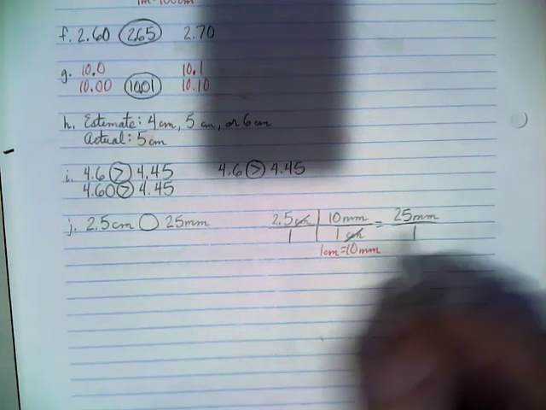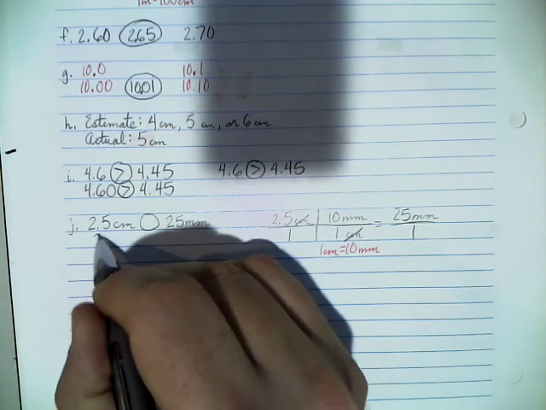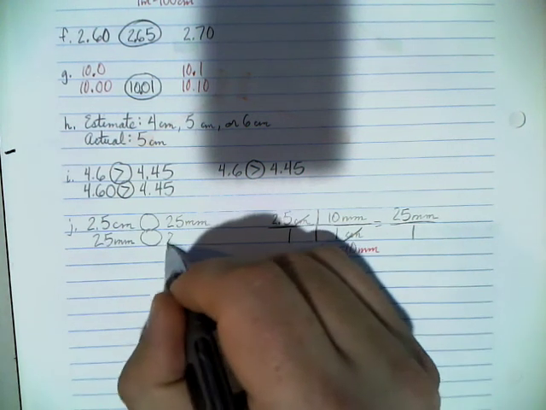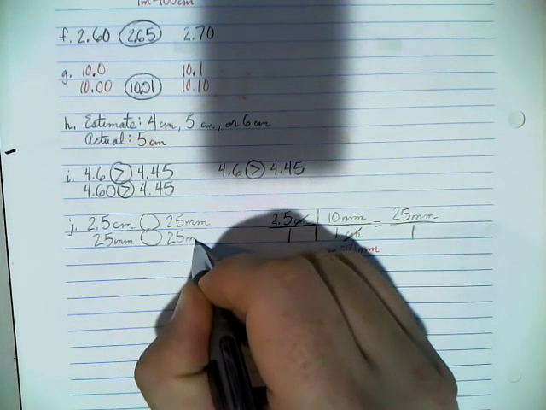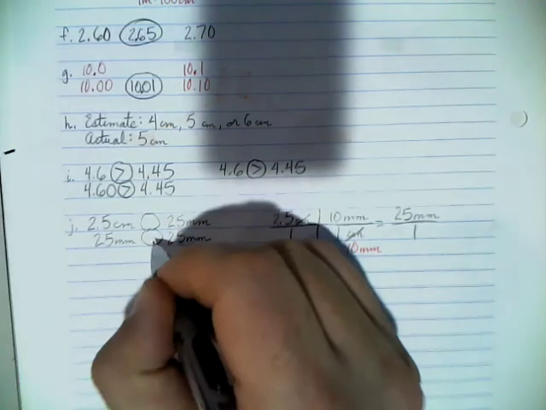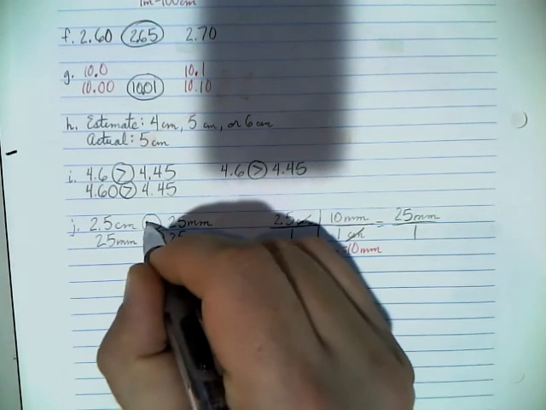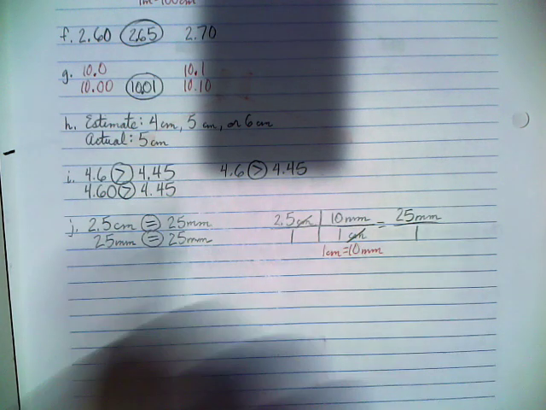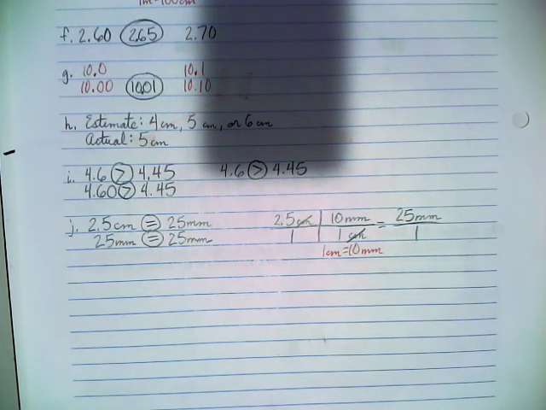I'm going to take this though, and 2.5 centimeters we just found out was 25 millimeters, so I'm going to replace that there. We're comparing that to 25 millimeters. So how does 25 millimeters compare to 25 millimeters? Well, they're equal, of course, which means that these are equal as well. And so that's what I'd like to see on a problem like this. And that is the end of our lesson.